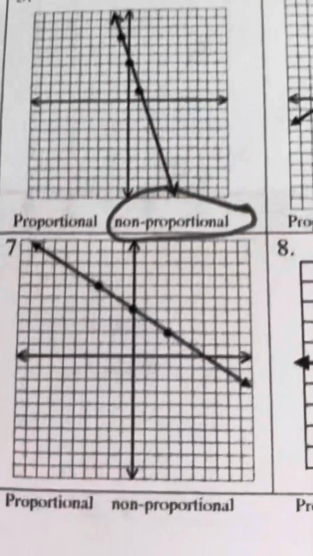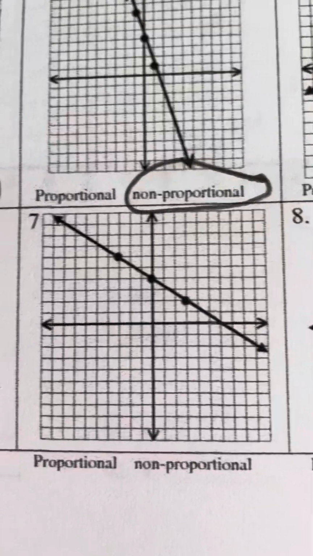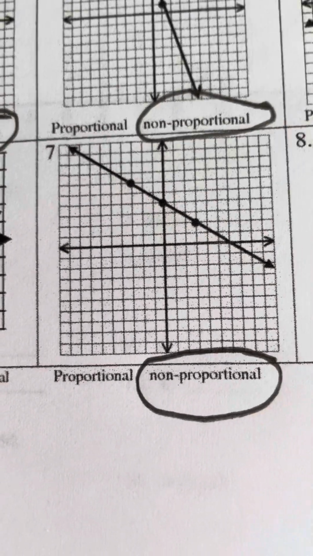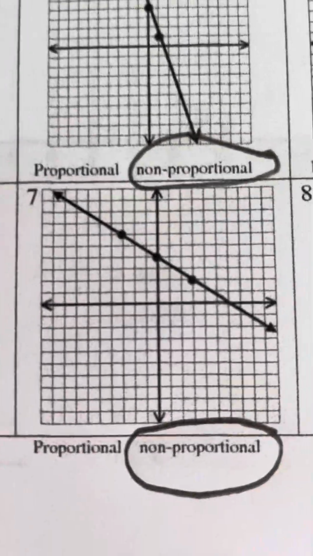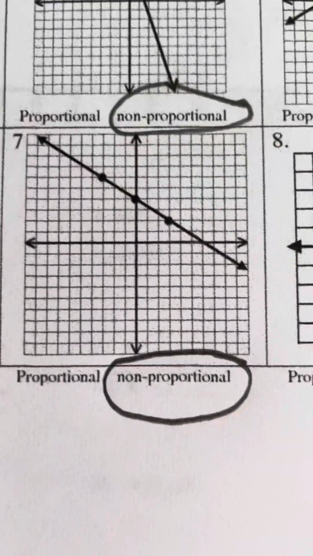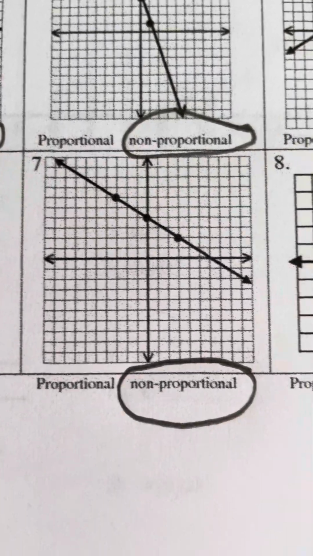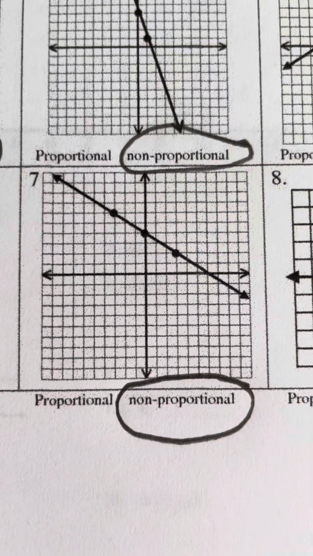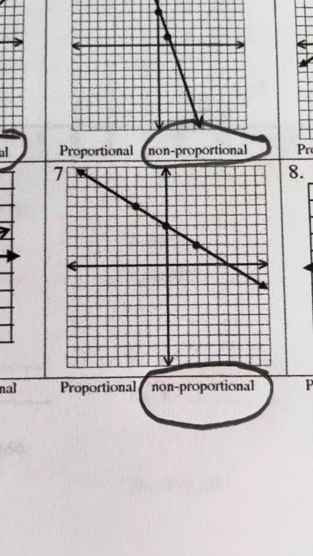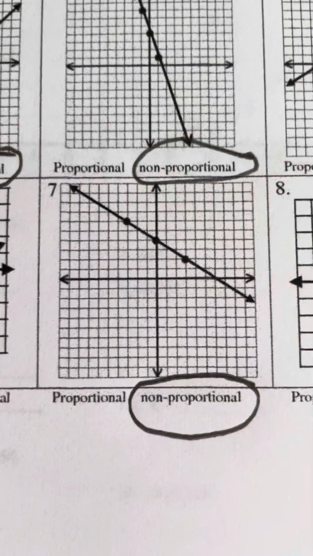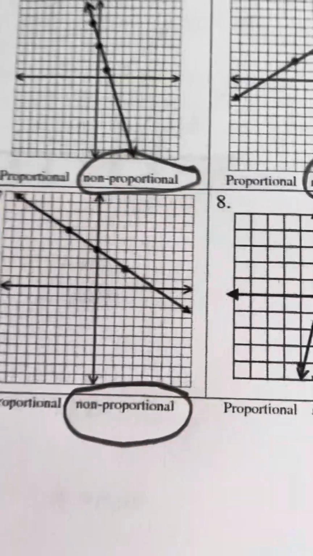Number 7. So we know that it's not going to be proportional for number 7. The reason why 7 is not proportional is because it's not passing through the origin. It's not going in a straight line, and it's not going through 0, 0.